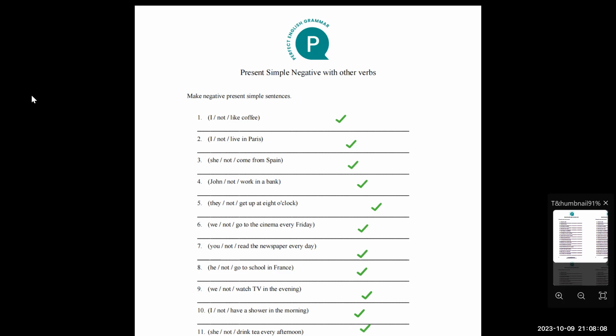Okay, perfect. So if the subject is singular, it should be does, except for I and you, because if it's I and you, you should use do. And for plural nouns, you have to use do or don't. Also, look at all the verbs. You don't need to change them into past. All in present form.